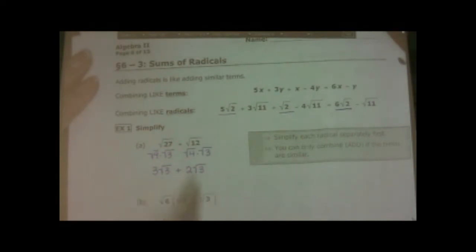Now I can see that these are like radicals. They both have the square root of 3. 3 of them plus 2 of them gives me 5 square roots of 3. All right, if we go to the next example, this actually looks like you should distribute this. And that is exactly what we're going to do.